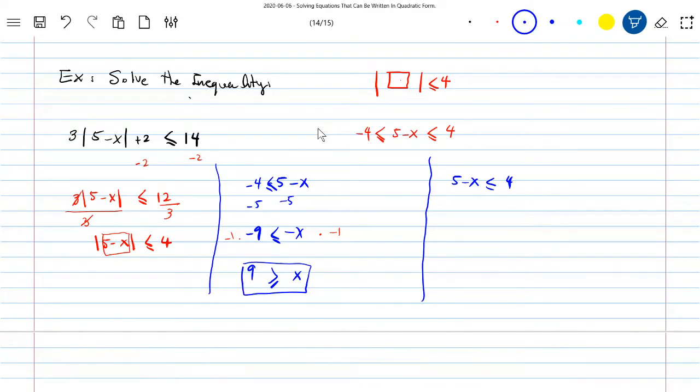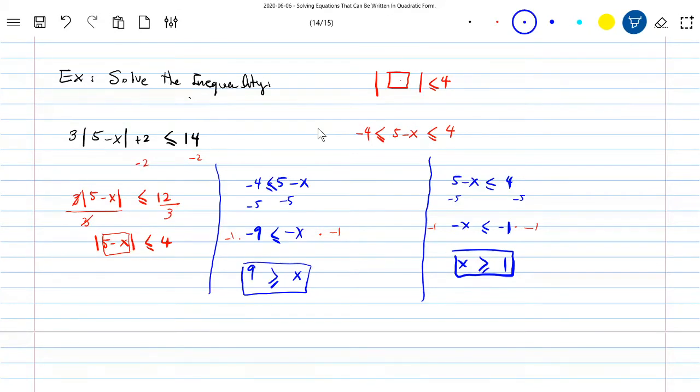How about the solution to the right side? Exactly the same idea. Subtract 5. We get -x less than or equal to -1. Multiply by a -1 times -1. What do we get is x. Again, since you multiply negative, you have to flip the inequality. X greater than or equal to 1. This is the right-hand side solution.